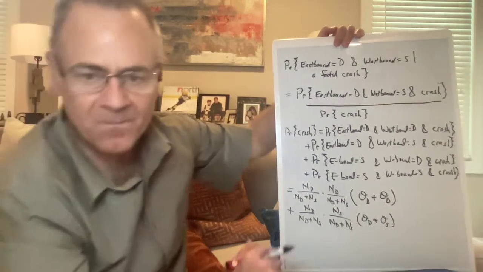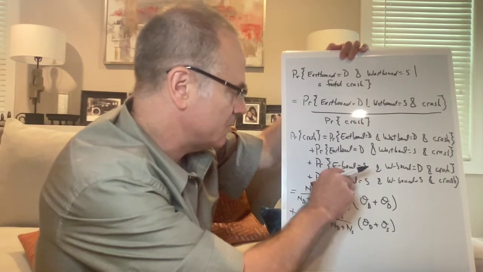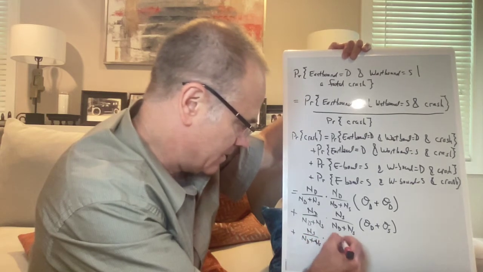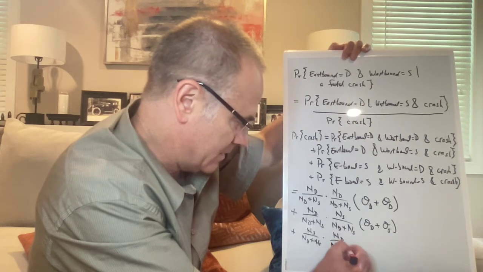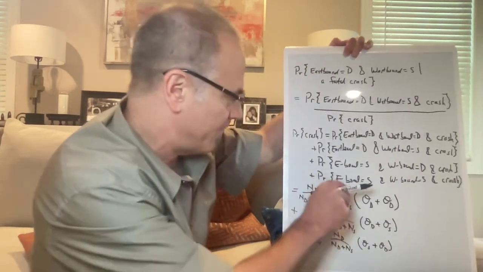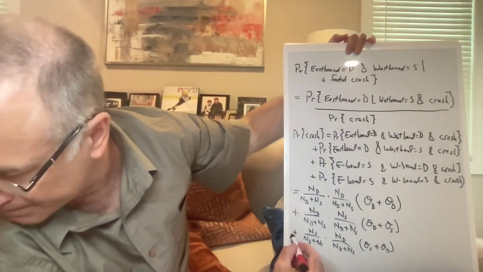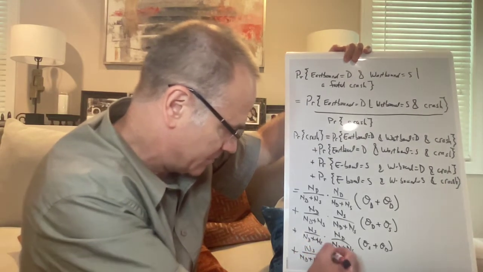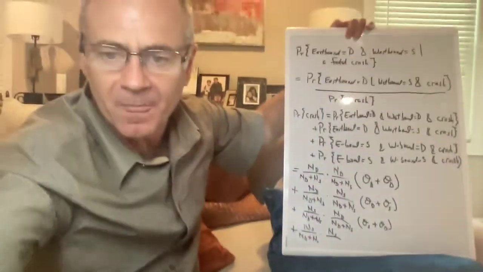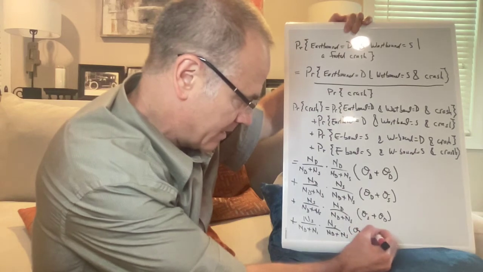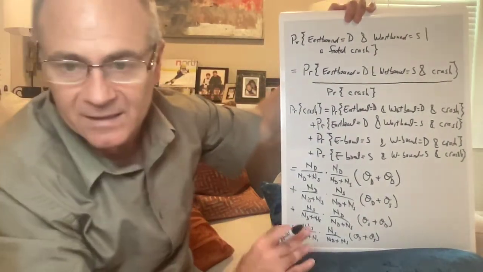Now next term, eastbound sober, westbound's drunk, so we just write NS divided by ND plus NS times ND divided by ND plus NS times theta S plus theta D. And then the final term just equals NS divided by ND plus NS times NS divided by ND plus NS times theta S plus theta S. So that is the denominator. Put that board to the side.